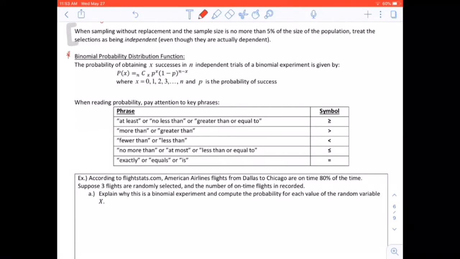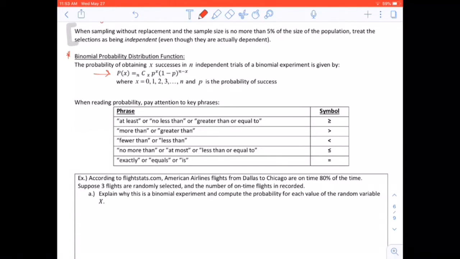And this is our function that we have. And so the probability distribution function is obtained when we have x successes and n independent trials of a binomial experiment is given by, and if you notice we have combination of n choose x, p to the x, 1 minus p to the n minus x. X is going to be a value between 0 and n, and p is the probability of success.